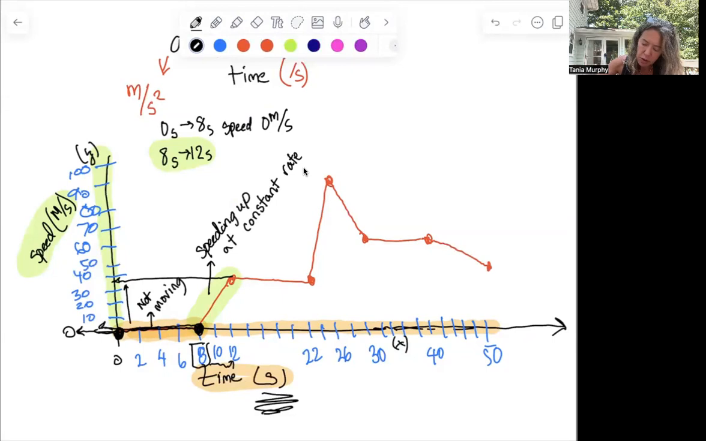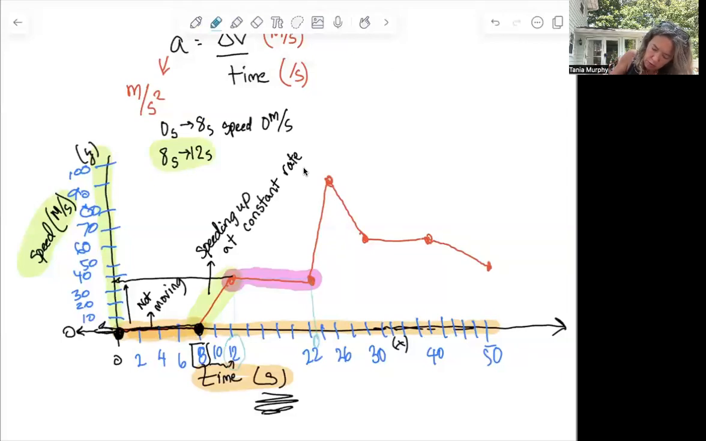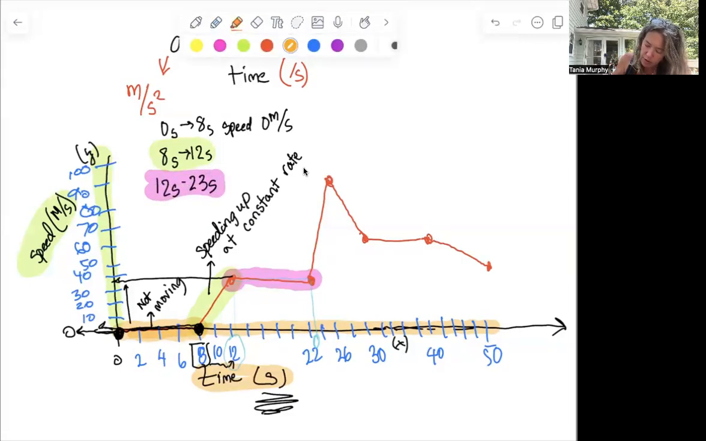Now let's go back and look at our graph and see what's happening during this time. That would be 12 seconds to about 23 seconds. And once again, this is the pink part of our graph. Let's put this in orange.